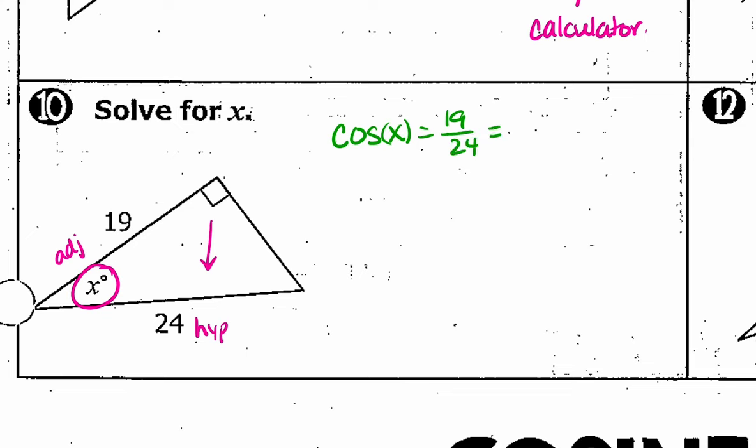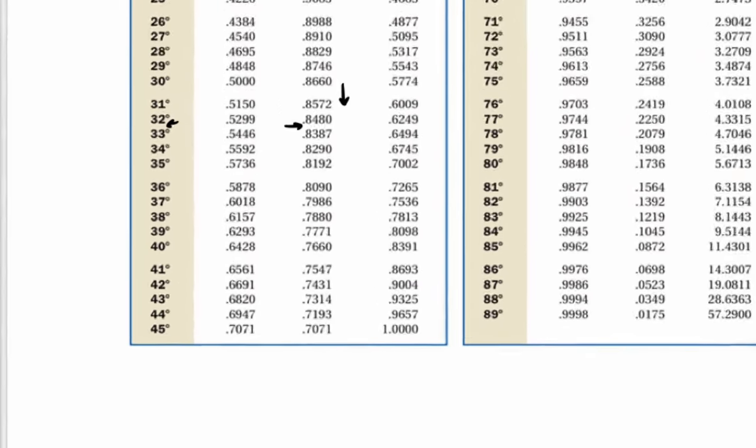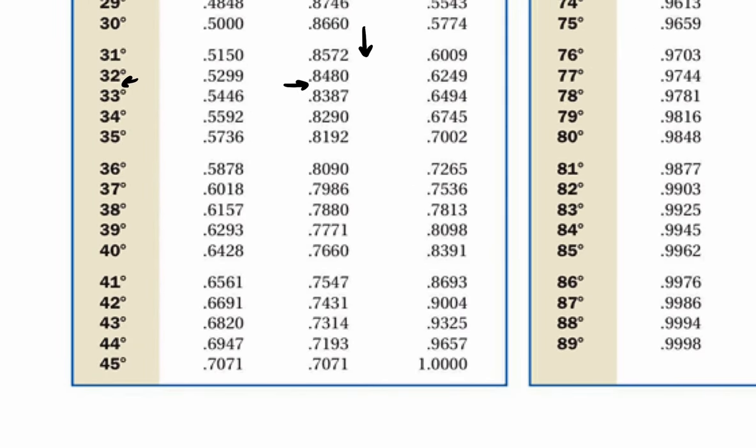We could do the same thing, so type 19 divided by 24 into the calculator, which gives us 0.792. We can go to our table and look for that. 0.792 under cosine. So we're about right there. So I would probably say about 37.5 because it's about halfway in between these two numbers. So 37.5.